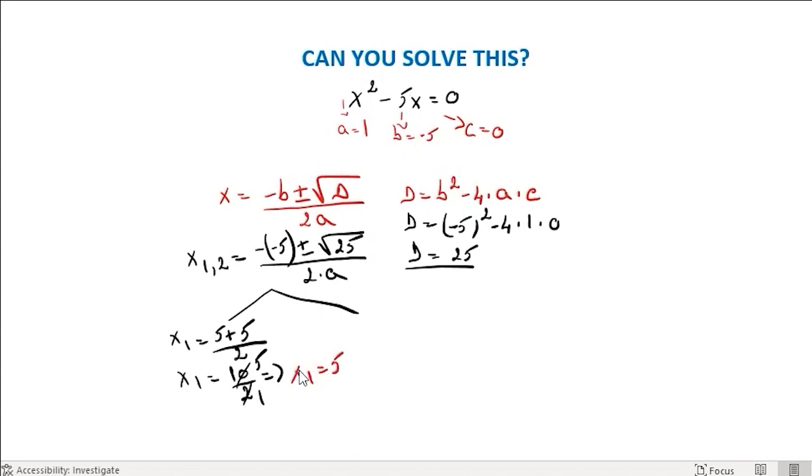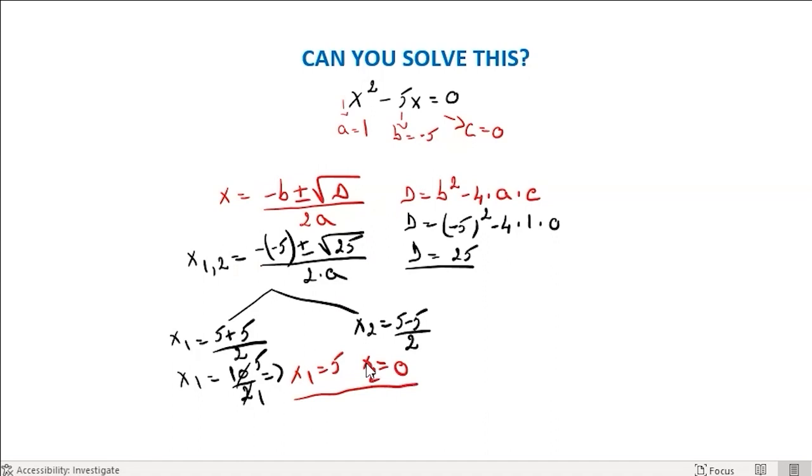The second case, x2 equals 5 minus 5 over 2. So x2 equals 0. We have our solutions.